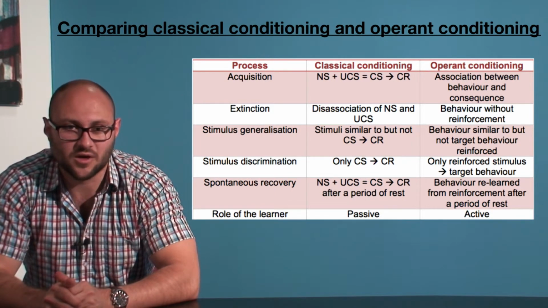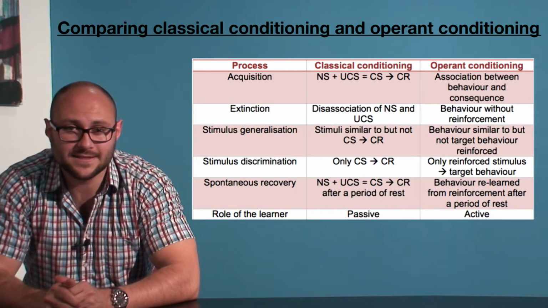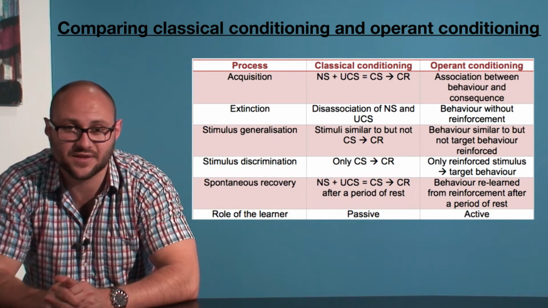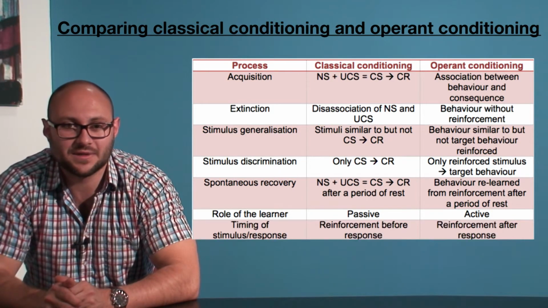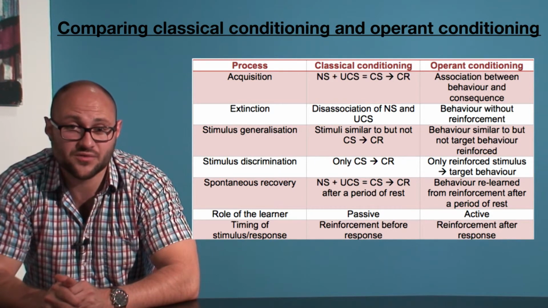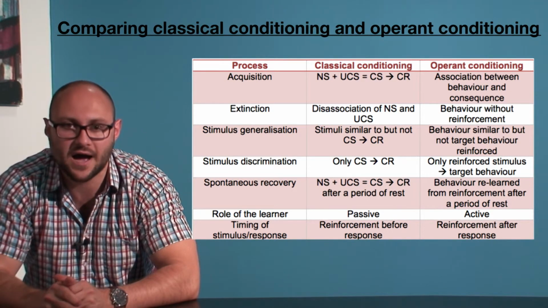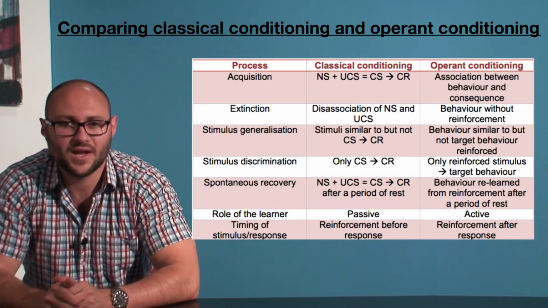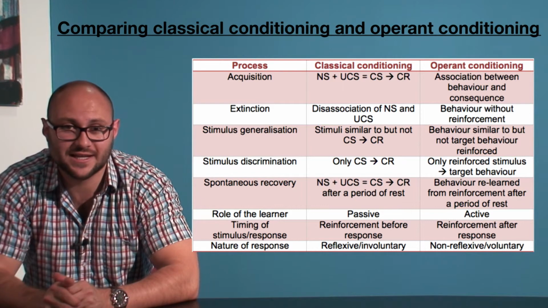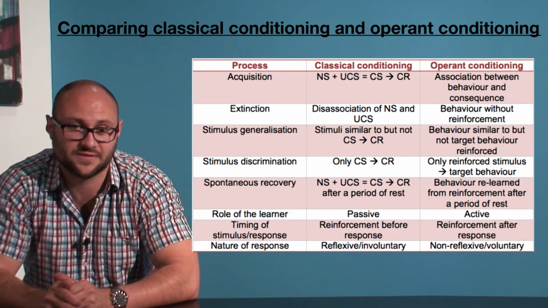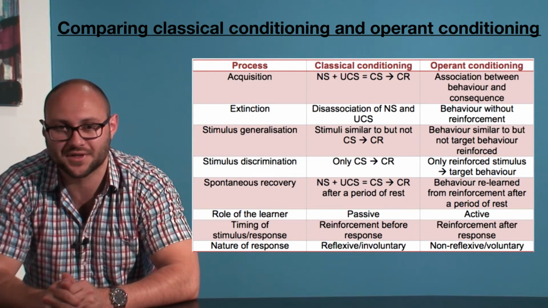Now let's move on to the role of the learner. In classical conditioning, the learner is passive. Comparatively, the learner is active in operant conditioning. And typically, reinforcement occurs before the response in classical conditioning, but after the response in operant conditioning. And lastly, the conditioning in classical conditioning is reflexive and involuntary, whereas it is non-reflexive and voluntary in operant conditioning.